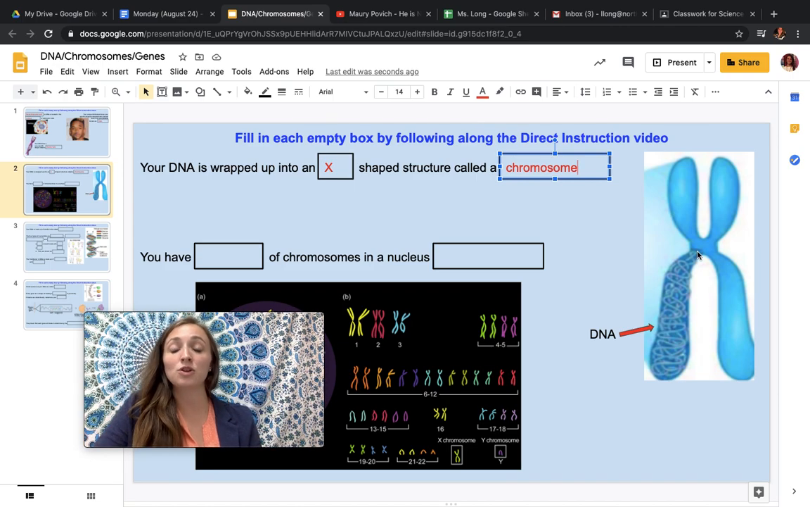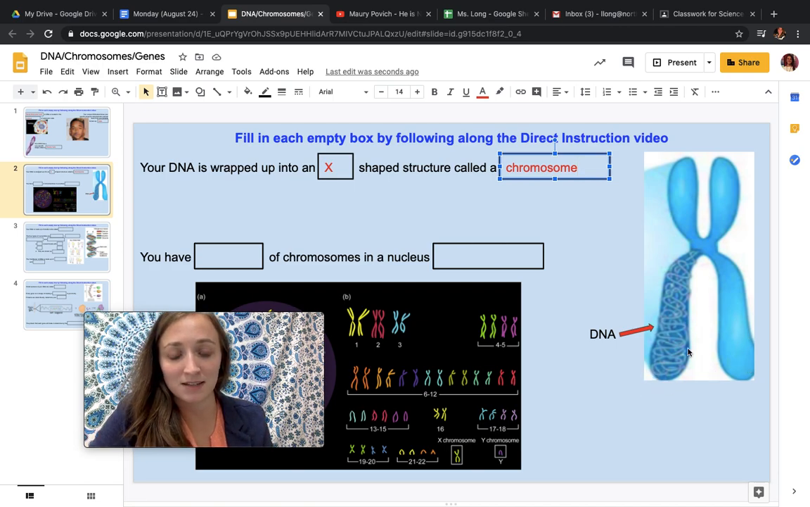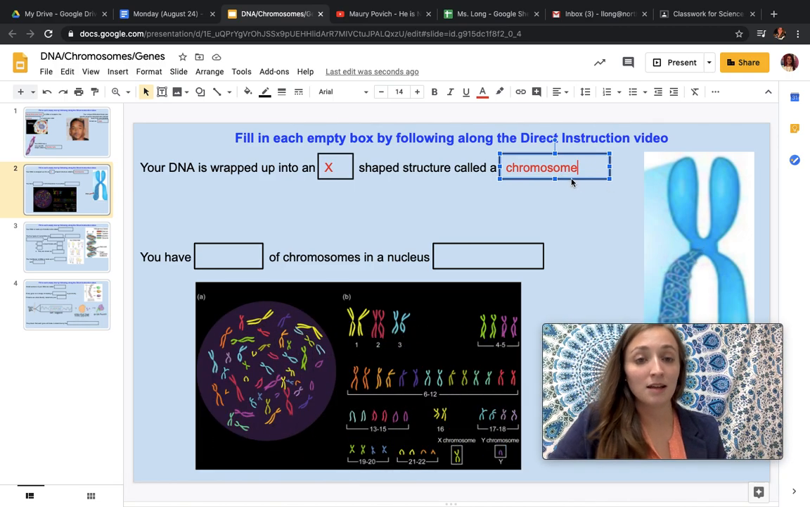Now, sometimes you might see a chromosome not pictured as an X. It might just be a straight line, but you'll be able to tell that it's a chromosome because it has all of that DNA wrapped up nice and tight. So your DNA is shaped into a chromosome inside your nucleus.